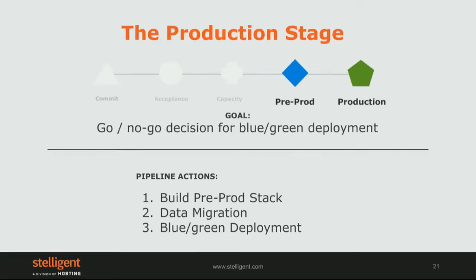So the kinds of actions that we do here is, as I mentioned, first thing we do is we build the pre-prod stack, the environment that we propose to push into production. We might do data migration if that's required in certain areas. And then some means of actually swapping environments. We've described here blue-green deployment, which is the most significant or the most often used method of swapping environments when you're making production change. But there are other methods, canary method and others, red-black method, in order to get a new environment into production.